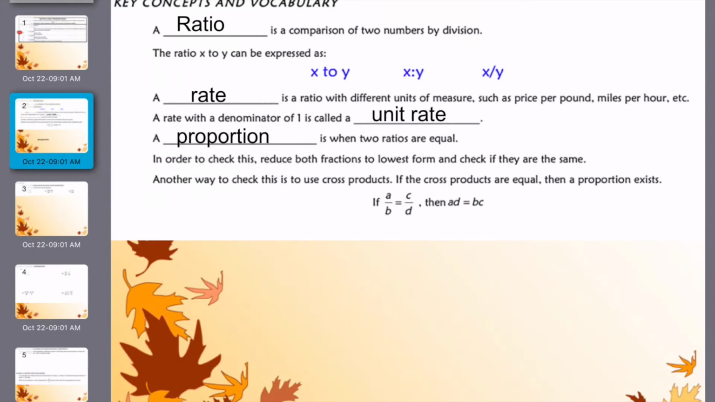A proportion is when two ratios are equal. In order to check this, reduce both fractions to the lowest form and check if they are the same. Another way to check this is to use cross products. If the cross products are equal, then a proportion exists. So let's start off with our first couple of examples.